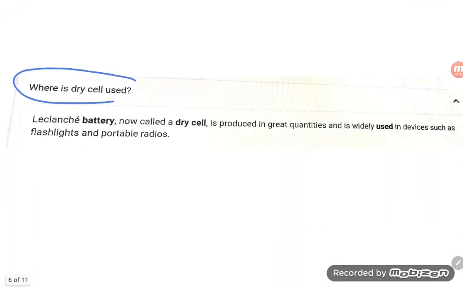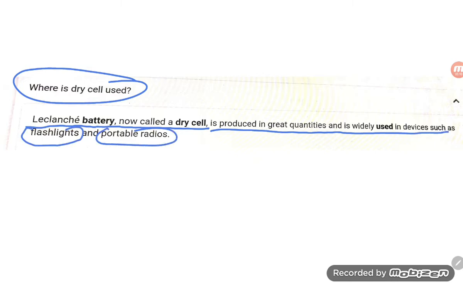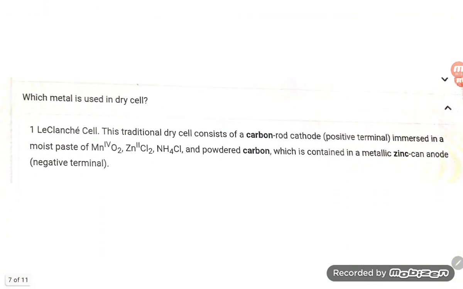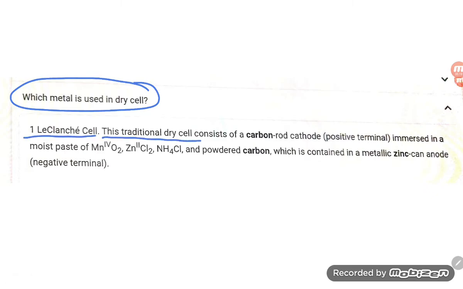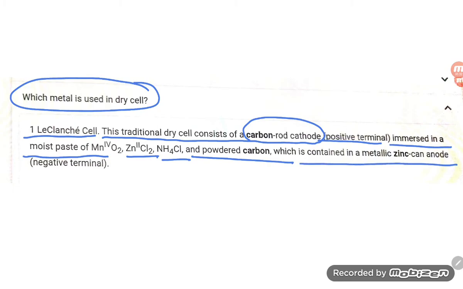Next, where is the dry cell used? The Leclanché battery, now called a dry cell, is produced in great quantity and widely used in devices such as flashlights and portable radios. So this is being used there. Which metal is used in the dry cell? The traditional dry cell consists of a carbon rod cathode, the positive terminal, immersed in a moist paste of MnO2, ZnCl2, NH4Cl and powdered carbon, contained in a metallic zinc anode, the negative terminal.